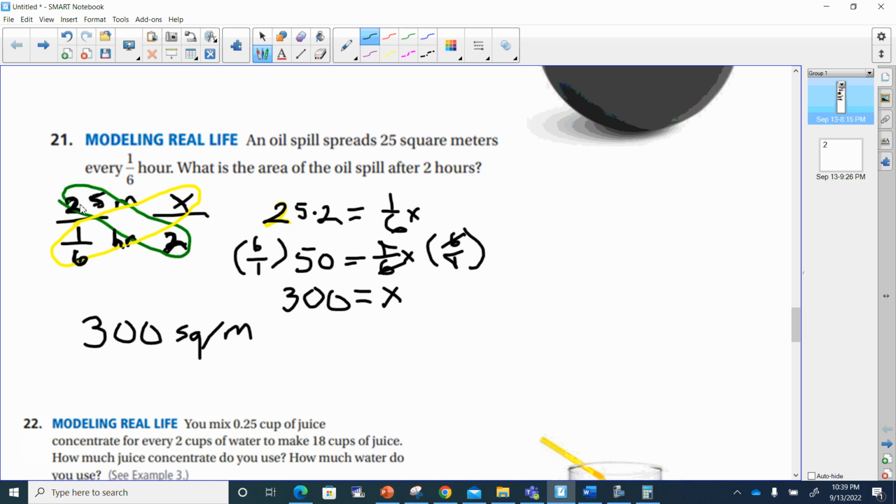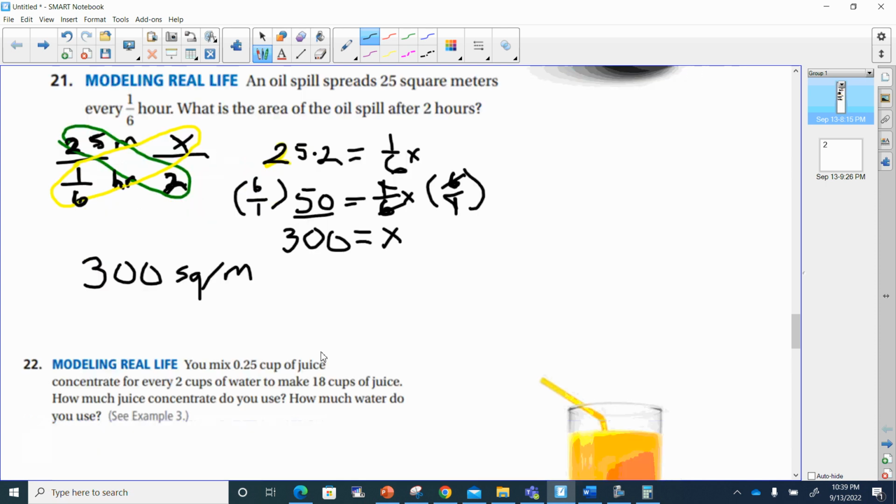Now I'm going to cross multiply. Take 25 times 2. It has to equal 1/6 times x. 25 times 2 is 50. And then I have to do the inverse of 1/6 x, which is going to be 6 over 1. All right. I had 1/6. I need to multiply by the inverse, which is 6 over 1. Now, whatever I multiply to one side, I do the other, and that's why I get 50 times 6. And that gives me 300 square meters.